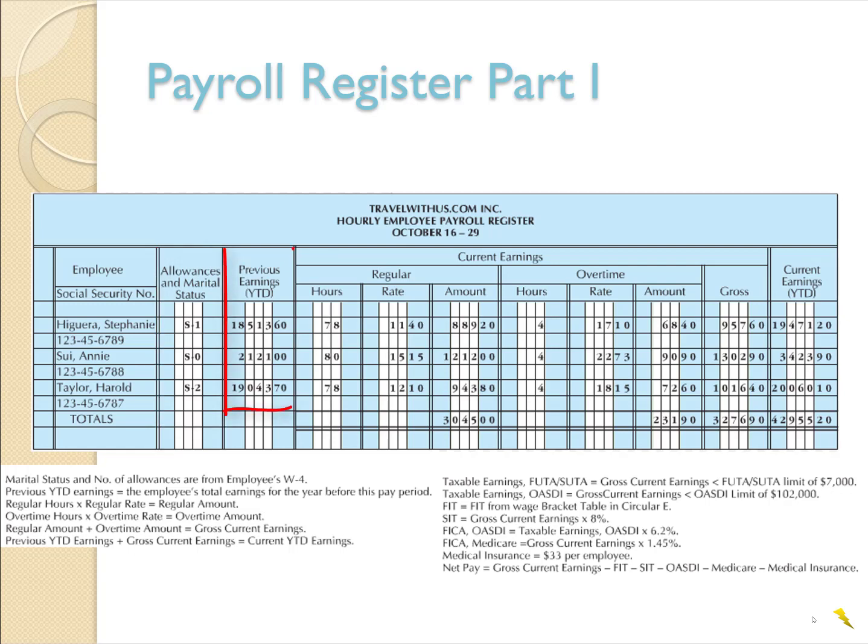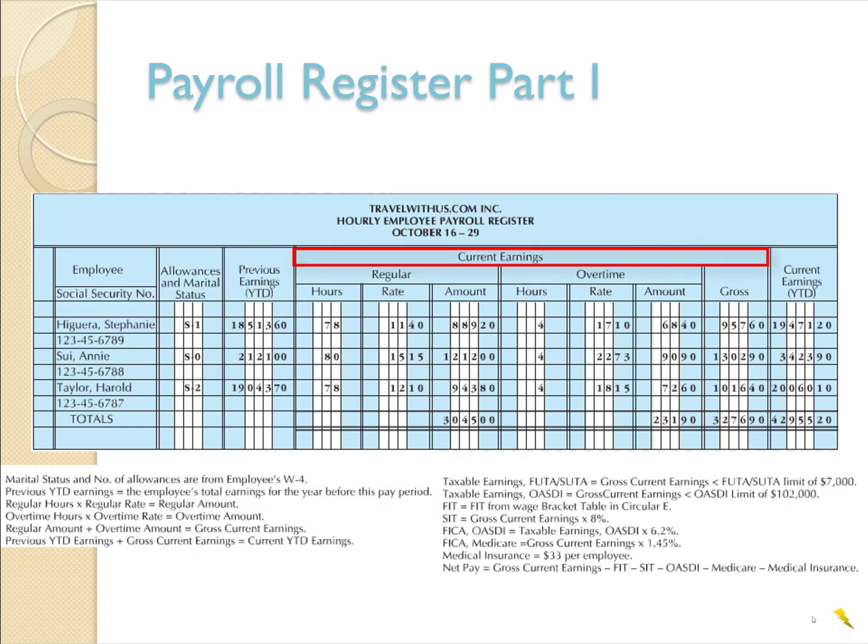And then we have our previous earnings year to date. In other words, this is their gross pay prior to this paycheck. Why do we need that information? Well, we need that information for any tax that has a wage base. Do you remember which taxes have a wage base? Social Security, FUTA, and SUTA. So this allows us to determine if each employee has gone over that wage base, in which case we need to stop recording that tax.